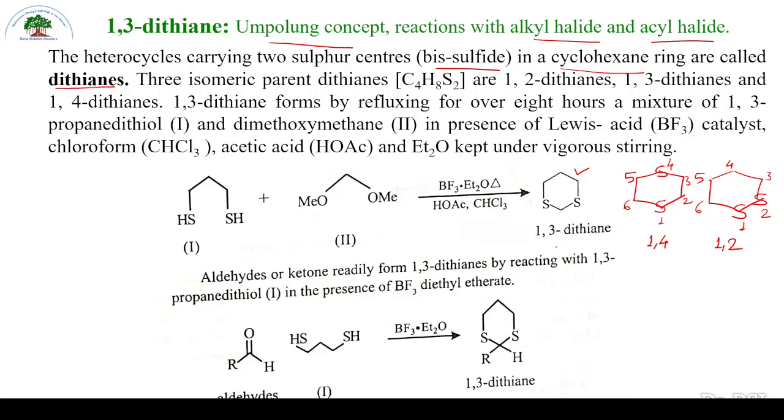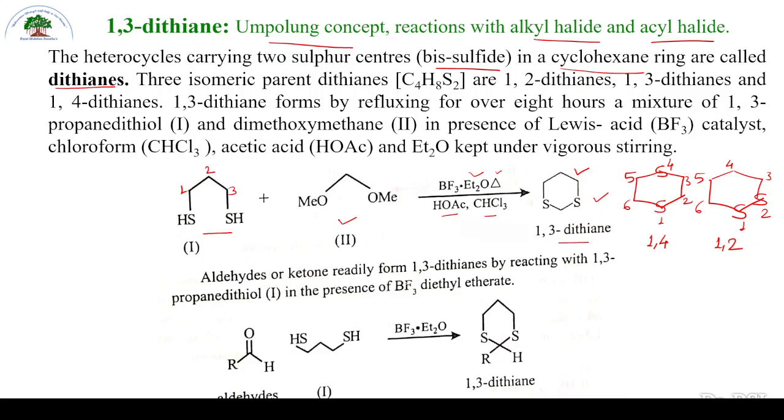So our interest is in 1,3-dithiane here. This 1,3-dithiane is formed by refluxing for over 8 hours a mixture of 1,3-propane dithiol and dimethoxymethane in presence of Lewis acids such as BF3 diethyl ether, in acetic acid and chloroform. With constant and vigorous stirring, we get 1,3-dithiane.